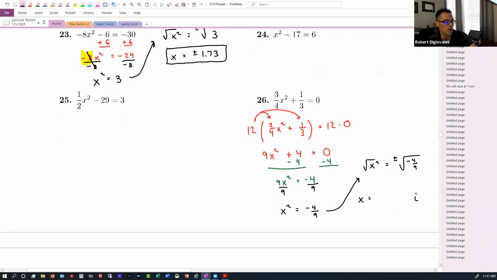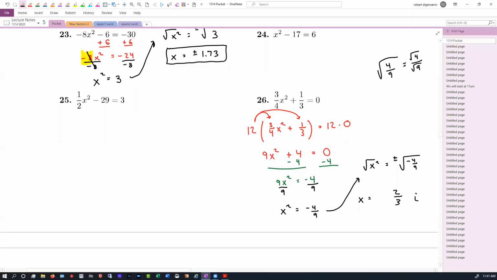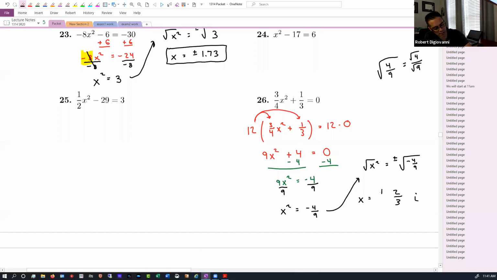But then I still have to take the square root of 4 over 9. I told you earlier that you could just split that up and do them separately. So do the square root of 4 on top, square root of 9 on the bottom. So you should get 2 on the top and 3 on the bottom. And what am I missing? I've got the i for the negative under the root. I've got the 2/3, which is the square root of 4/9. What am I missing? Plus or minus. Okay, good. Plus or minus.